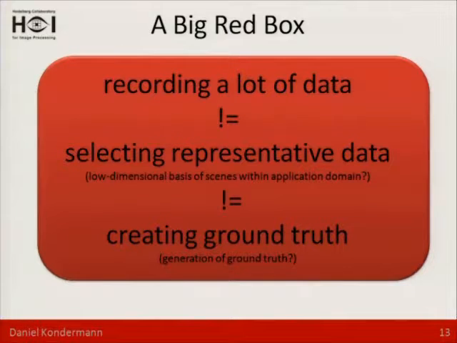This big red box says recording a lot of data is not selecting representative data. So first of all, we have the content problem. We can record all of the data in the world, and we don't know which of this data is meaningful for our application or for evaluation. This is the first problem. But then we still need ground truth, and for this sequence, we don't have ground truth. So what can we do?